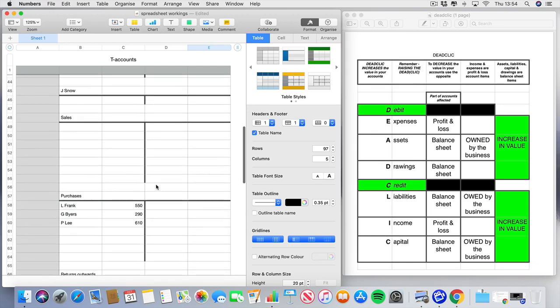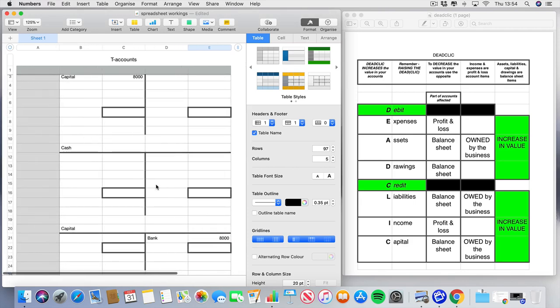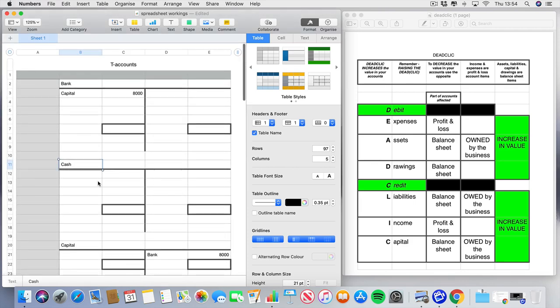Okay, so our next transaction is cash sales of 510. So we presume this money's gone in the cash tin. So I've made an account for cash, as you'll see there. So cash is an asset, something the business owns. Could be a little petty cash tin, but it's something the business owns. We're increasing the value of the asset, so it goes on the debit side. The corresponding account will be sales, and the amount is 510.